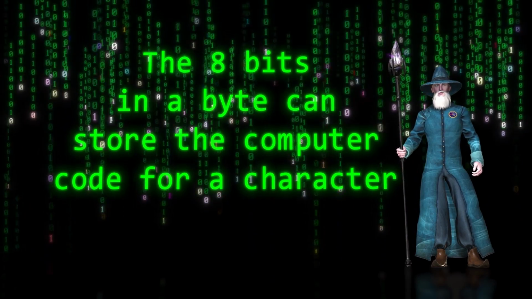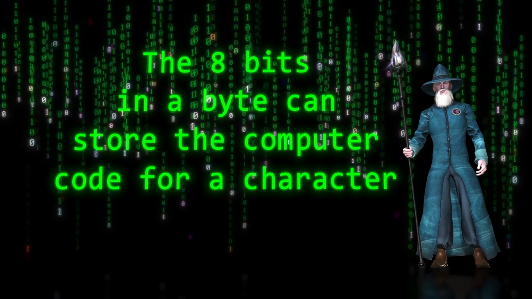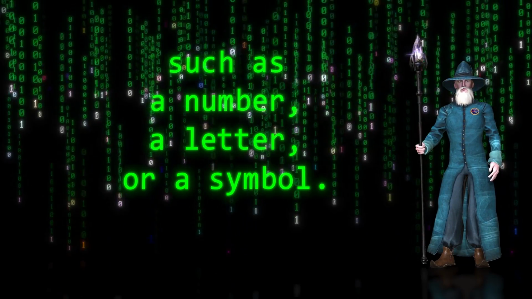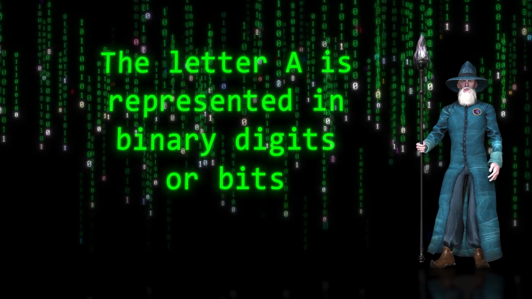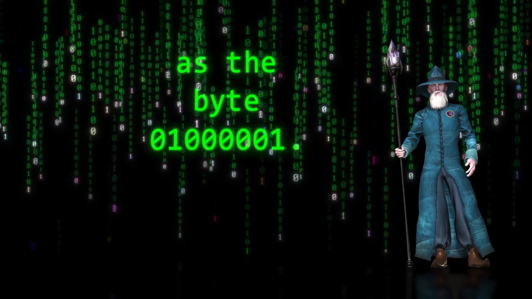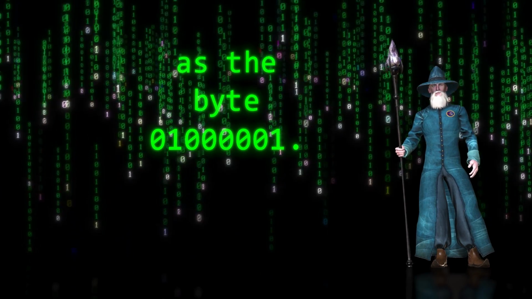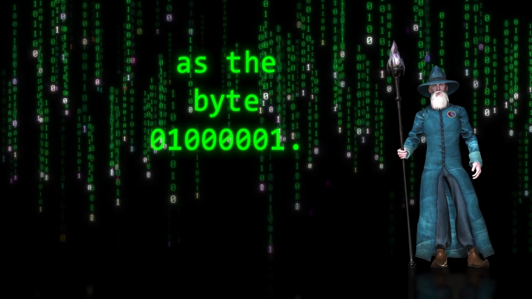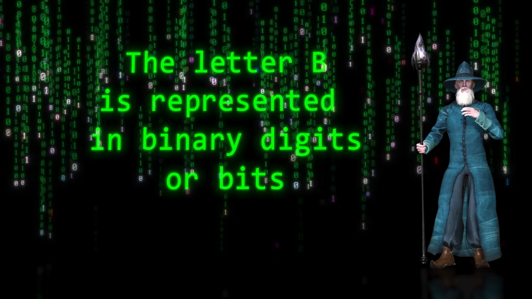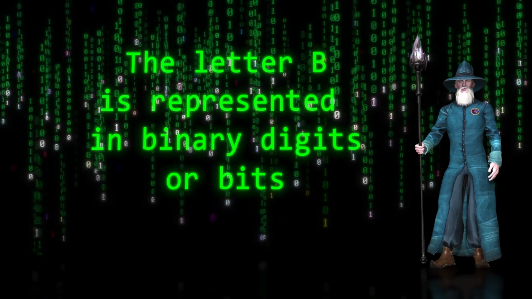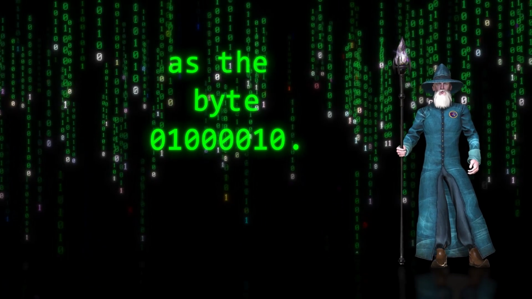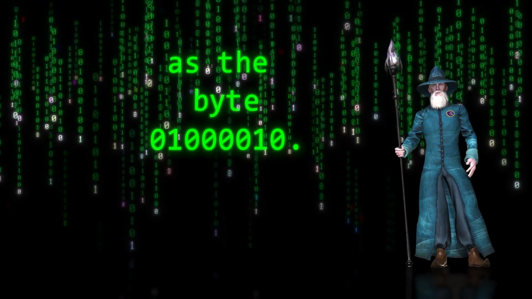The 8 bits in a byte can store the computer code for a character such as a number, a letter, or a symbol. The letter A is represented in binary digits or bits as the byte 01000001. The letter B is represented in binary digits or bits as the byte 01000010.